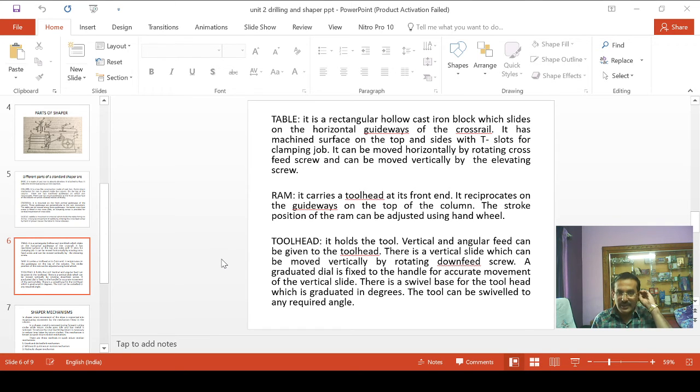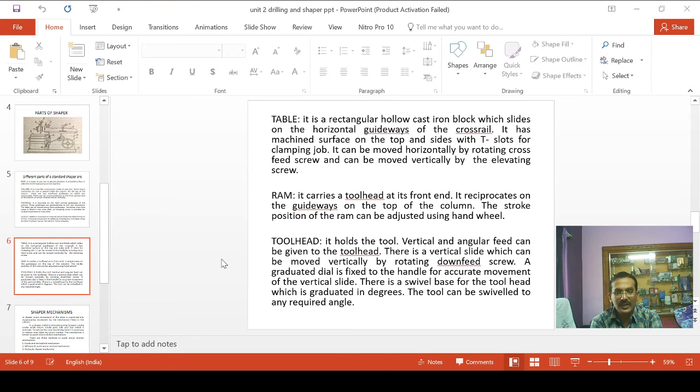Next one is the ram. It carries a tool head at its front end. It reciprocates on the guideways on the top of the column. The stroke position of the ram can be adjusted using a hand wheel.